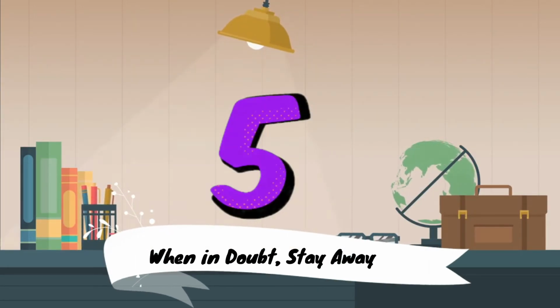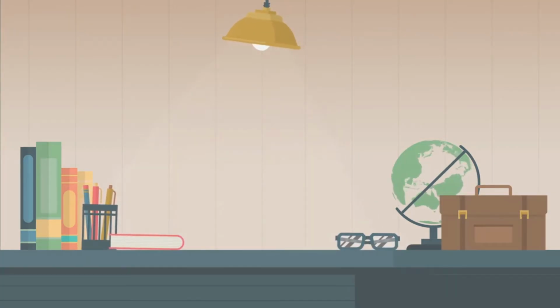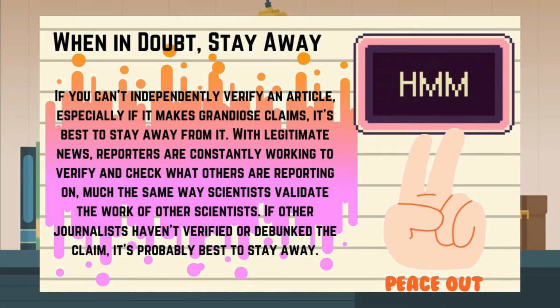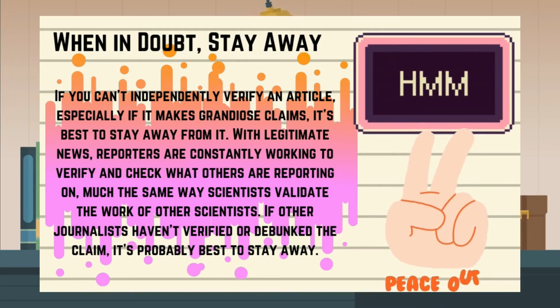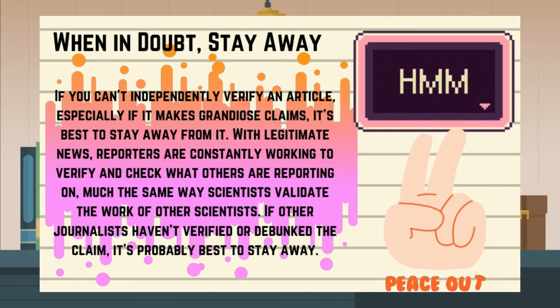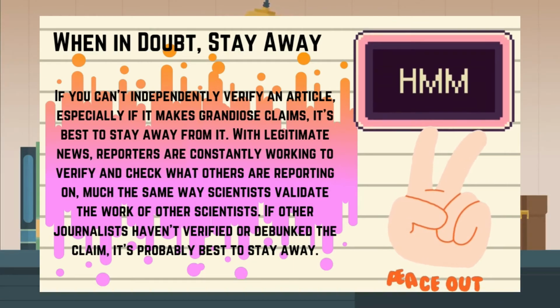And lastly, number 5. When in doubt, stay away. If you can't independently verify an article, especially if it makes grandiose claims, it's best to stay away from it. With legitimate news, reporters are constantly working to verify and check what others are reporting on, much the same way scientists validate the work of other scientists. If other journalists haven't verified or debunked the claim, it's probably best to stay away.